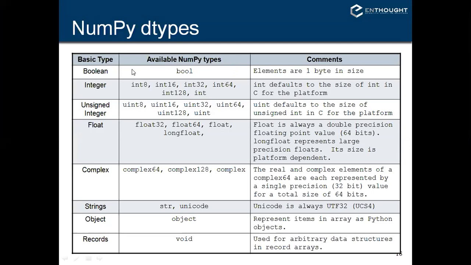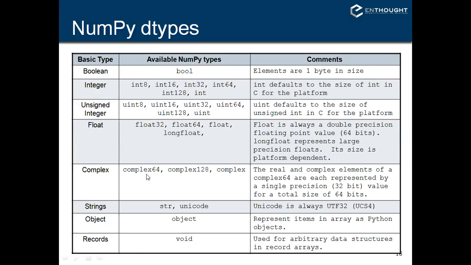How are these things working? Boolean, I'm having the bool type, then elements are 1 byte inside. Then we are having integers, and these are the ranges for the integers. Unsigned integers are there, then floats are there. Okay, so float is always double precision. Floating point values are of 64 bits. Long float represents extended precision floats. Its size is platform dependent.